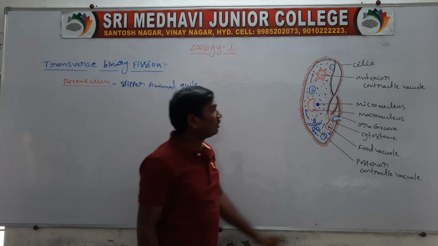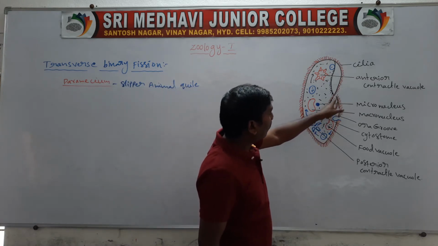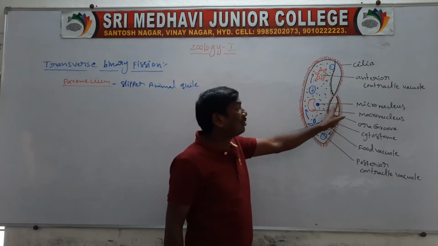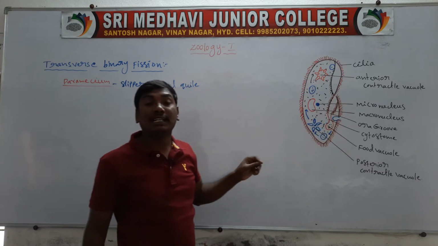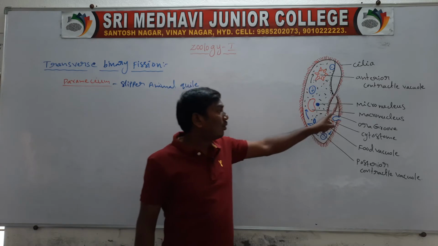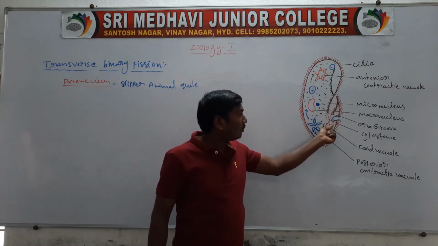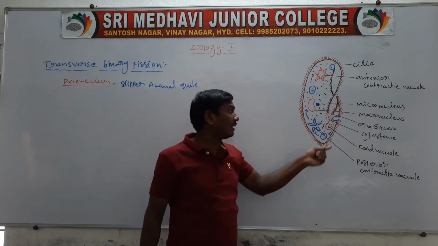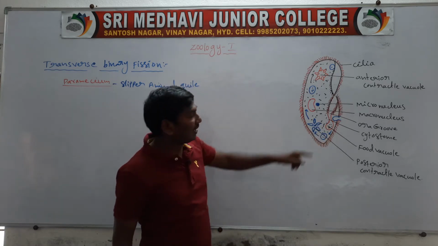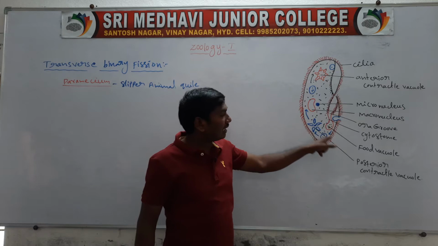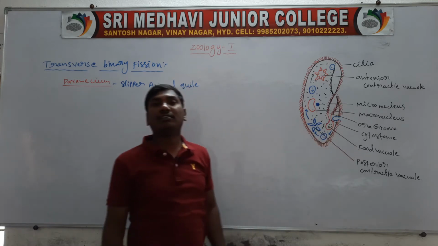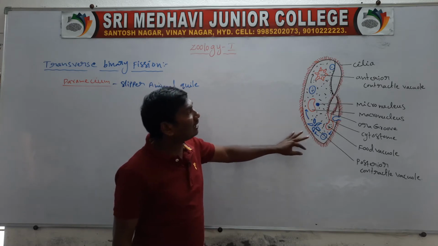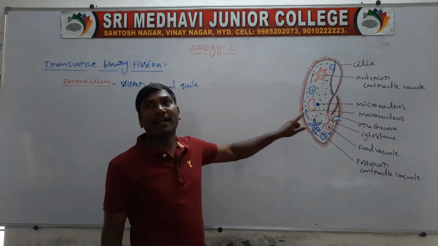Next one. This is the groove, the opening. It is called the oral groove. The oral groove opens into the cytostome, also called the cytopharynx. Stome means mouth. Finally, at the cytostome there is formation of the food vacuole. So this is the structure of the paramecium.